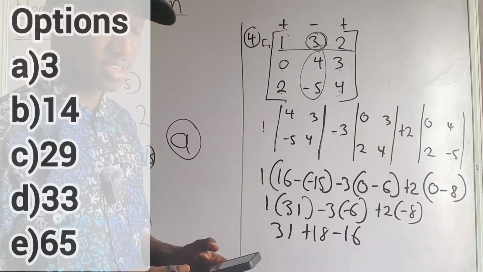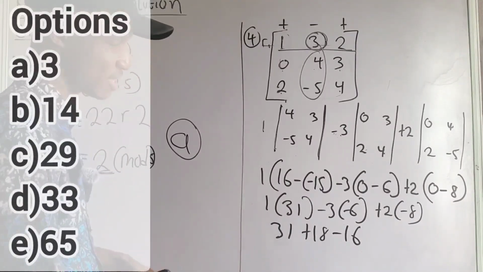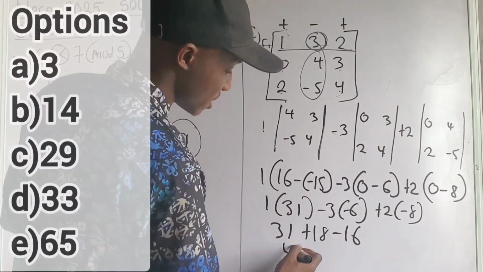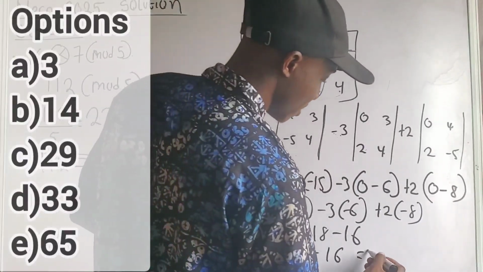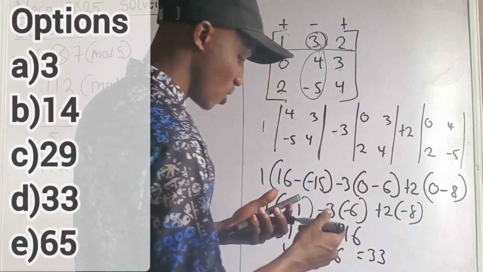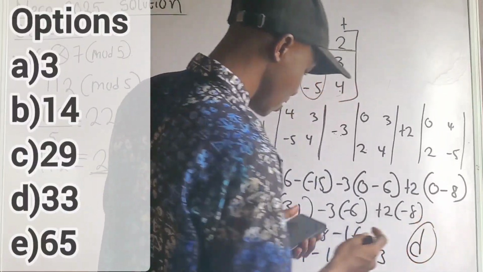Now for this one, 31 plus 18 is 49. 49 minus 16 is 33. So the correct option is option D. Option D is the correct option.